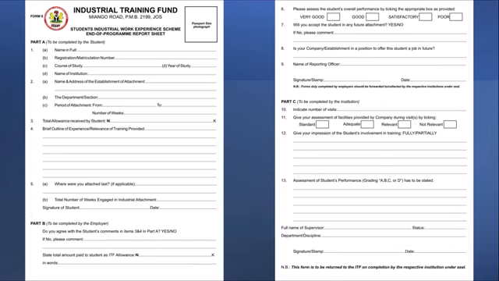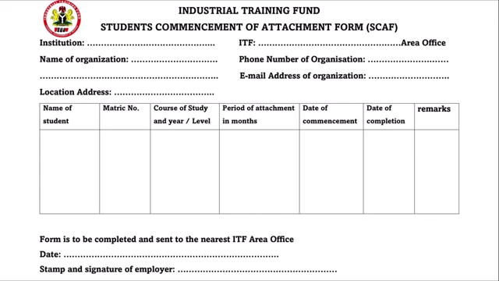Then you have the Form 8, which is a form to be filled at the end of your program and to be submitted to your institution. Then you also have the SCARF form, as you might call it. This form is to be filled and submitted within 2 weeks of being attached to an industry. So when you commence your Siwes, ensure that within 2 weeks you submit this to the nearest ITF area office.